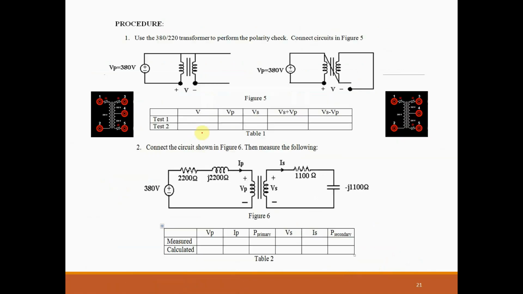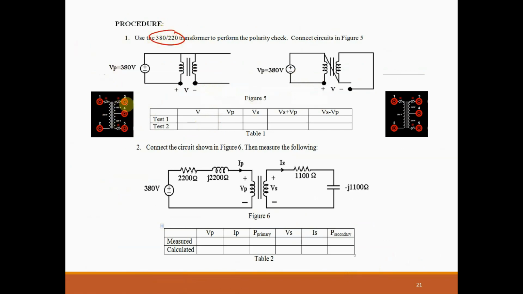Okay? Now, let us go to our experiment. In our experiment, we don't know the dot. Let's say this is our transformer. We don't know the polarity. We are going to use 380, 220. So 380 here. This is the 220.